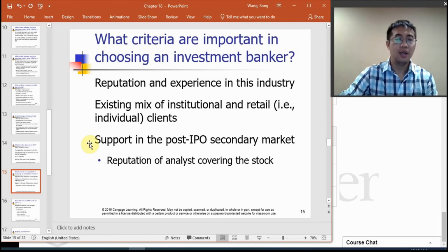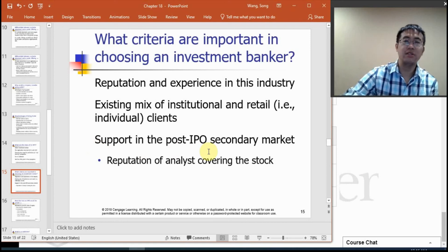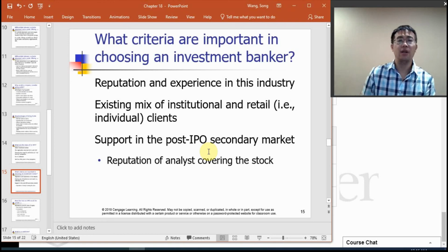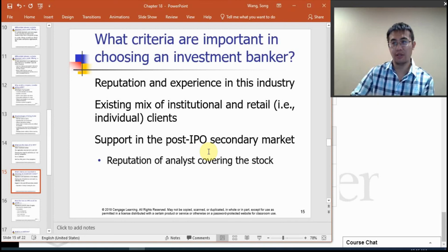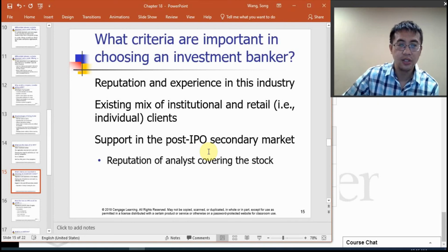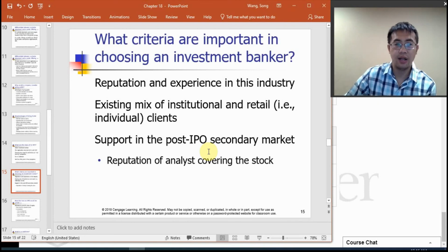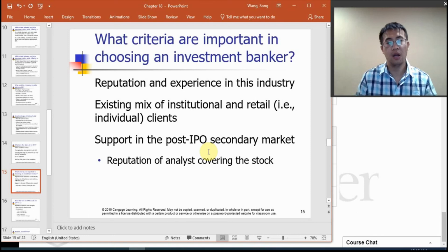Okay. And you also prefer some support in the post-IPO secondary market. So once the stocks are sold and become publicly available to trade, you want to have a good reputation, so the stock price does not go down that easily. So you want to have some analysts covering the stock to disclose all the information about the company, better the positive ones, to maintain a good reputation, so the stock price does not go down that easily.